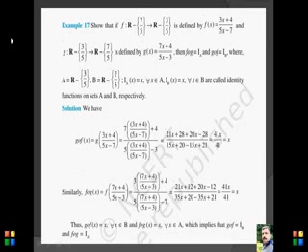Similarly, (f∘g)(x) = f(g(x)). What is g(x)? (7x + 4)/(5x − 3). And after this, what is your f(x)? (3x + 4)/(5x − 7). So directly you put the value and calculate. So this is again x.